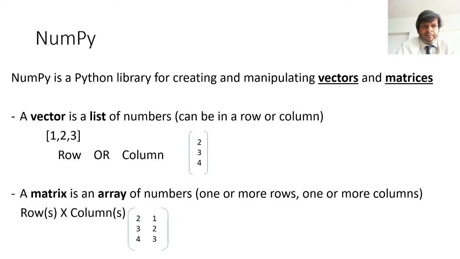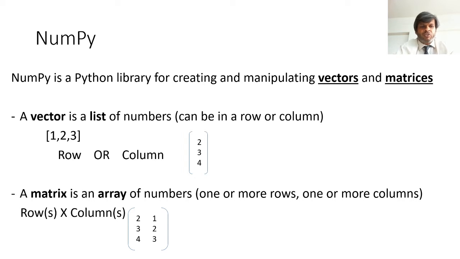So what is NumPy? NumPy is a Python library for creating and manipulating vectors and matrices. What is a vector? A vector is nothing but a list of numbers, say 1, 2, 3. It can be either a row or a column. And what is a matrix? A matrix is an array of numbers. So it can have one or more rows or one or more columns, as we have stated in the example out here.